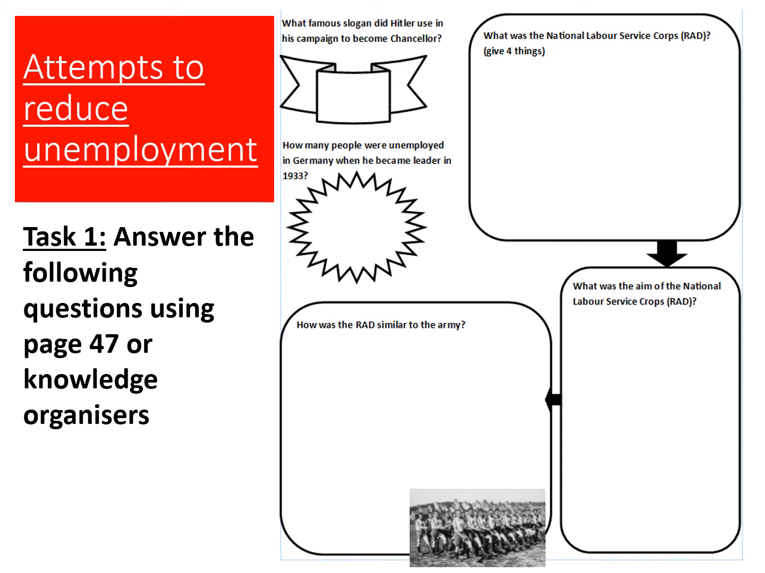Clue, it's got the word work in it because we're trying to look at unemployment. How many people were unemployed in Germany when he became leader in 1933? What was the National Labour Service Corps? So, describe it for me. And I've given you an idea of 4 things I want you to say about it, so you can just bullet point 4 things in there.